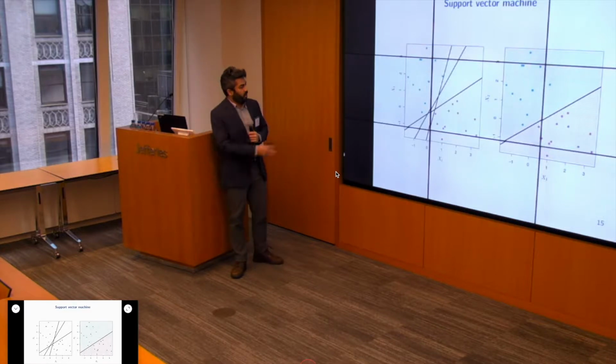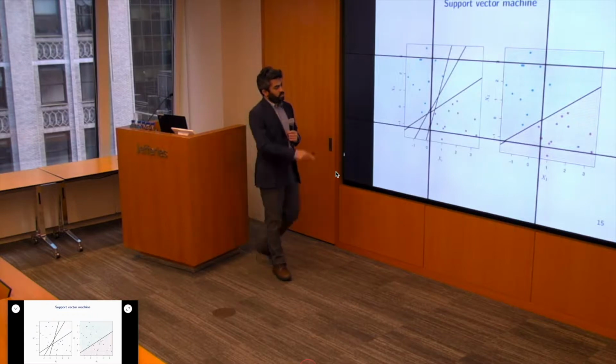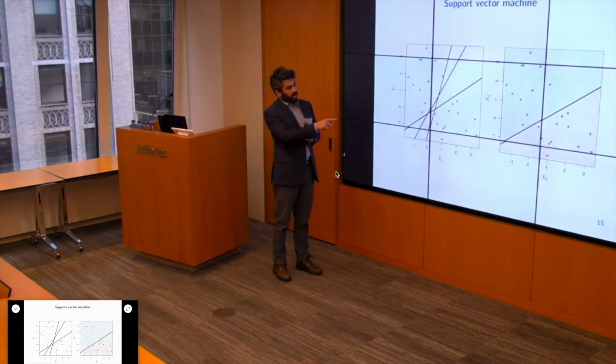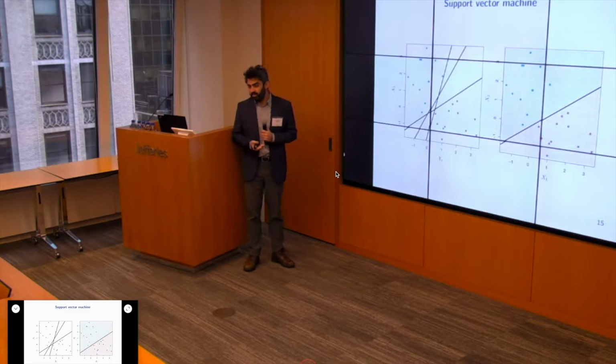Okay, so we've got all these points. Some of them are blue points, some of them are purple points, and we want to distinguish between the blue and purple points. We want to select this line on the right, and then what you're going to do when you get a new point is you literally just check which side of the line you're on. If you're above the line, you predict blue. If you're below the line, you predict purple.